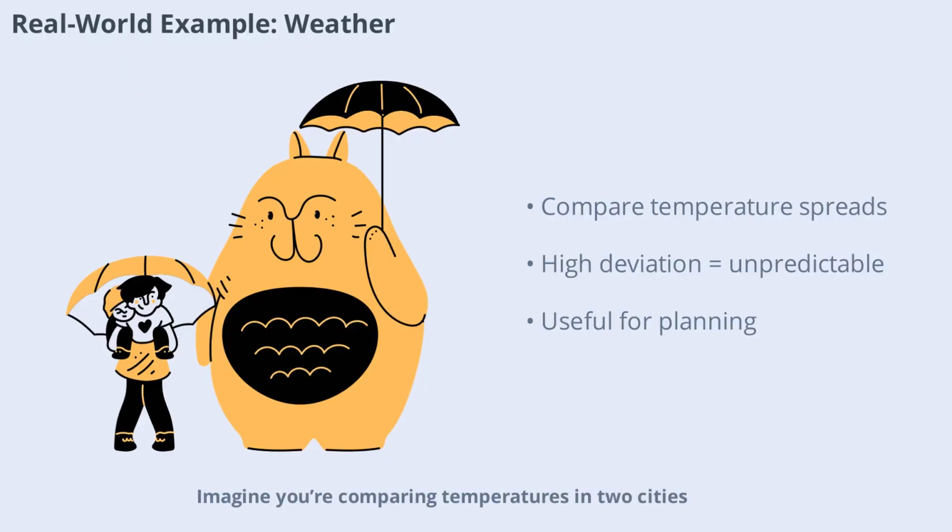Imagine you're comparing temperatures in two cities. Both have an average temperature of 20 degrees C, but one city's temperatures range from 18 degrees C to 22 degrees C, while the other ranges from 10 degrees C to 30 degrees C. The second city has a much higher variance and standard deviation, indicating more unpredictable weather. This kind of analysis is useful for travelers and meteorologists alike.